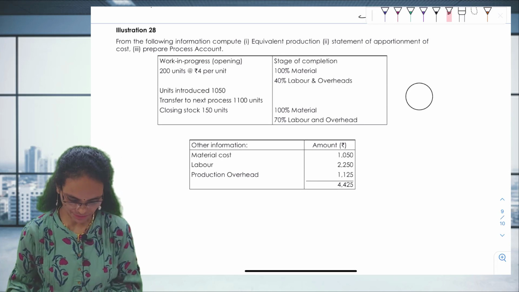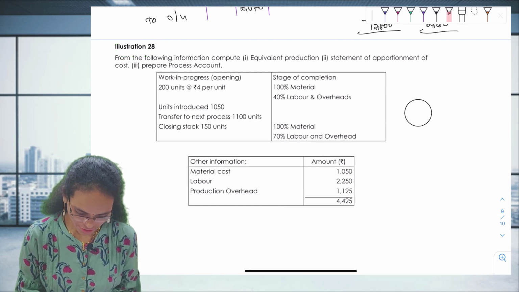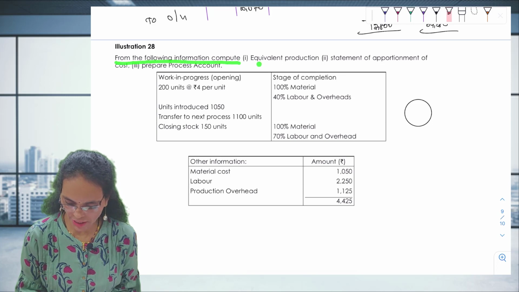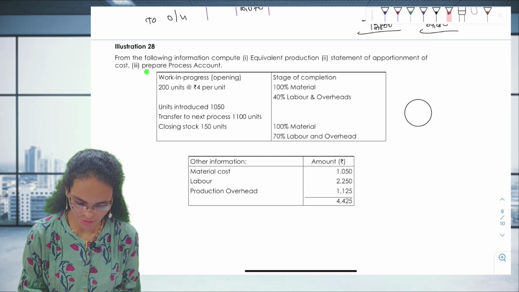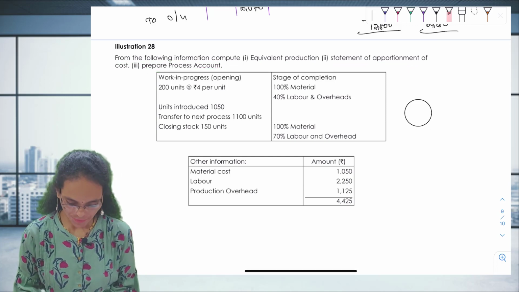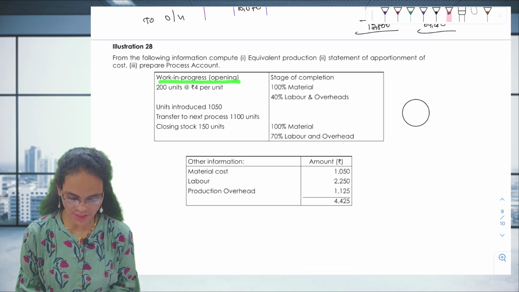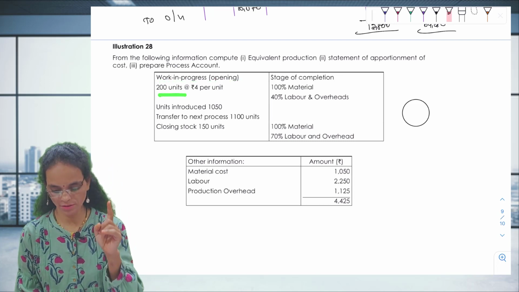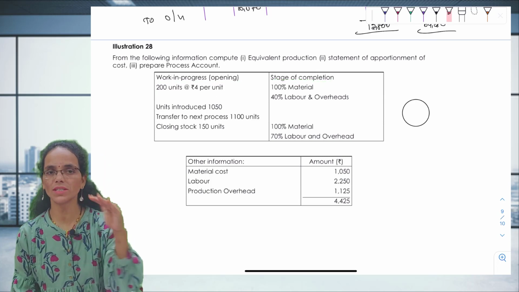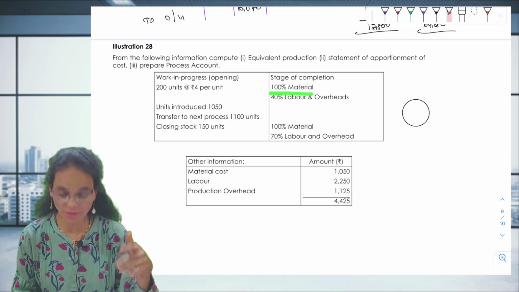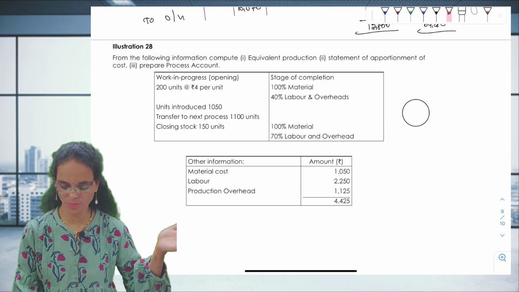The first question, that is question number 28. From the following information, compute equivalent production, statement of apportionment of cost, and prepare the process account. Work in progress opening is given, 200 units at 4 rupees each. Stage of completion in the previous process: 100% of material, 40% labor and 40% overhead.